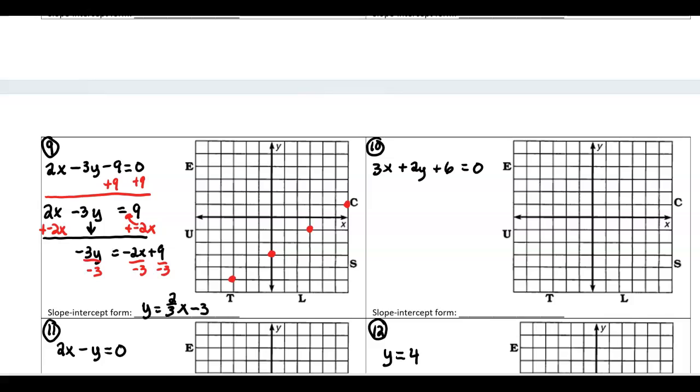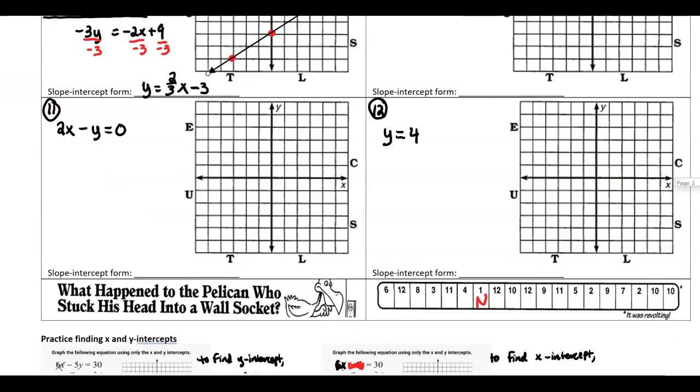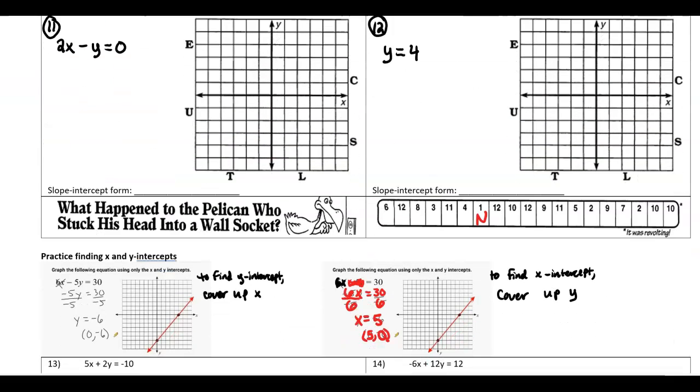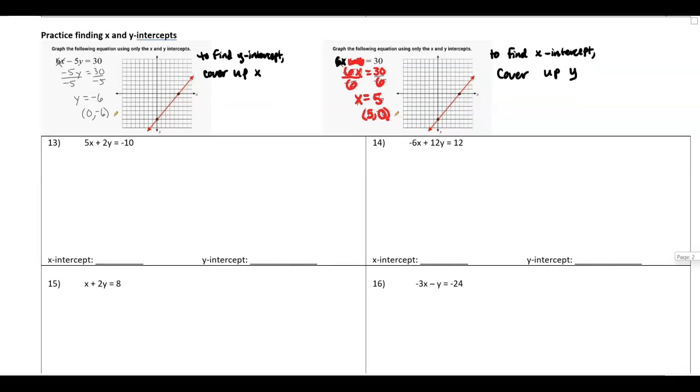So I'm going to draw my line. It clearly points to letter C. So wherever I see 9 in this riddle, I'm going to write the letter C. That pops up a couple of times here. And you'll be able to answer the riddle: what happened to the pelican who stuck his head into a wall socket?